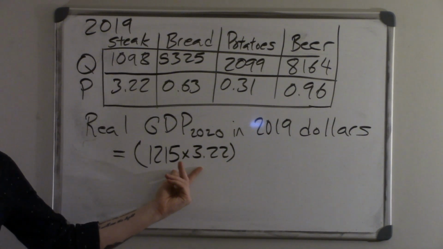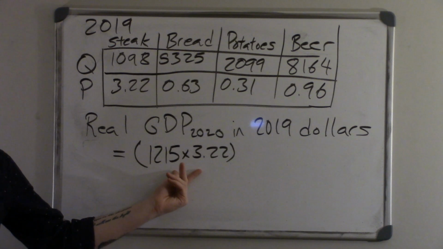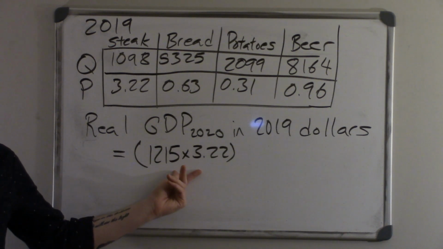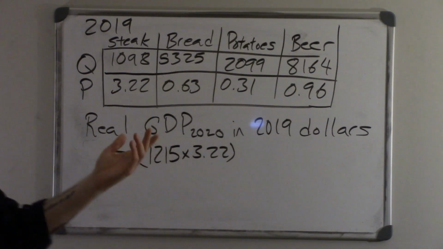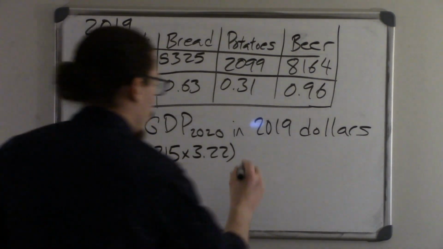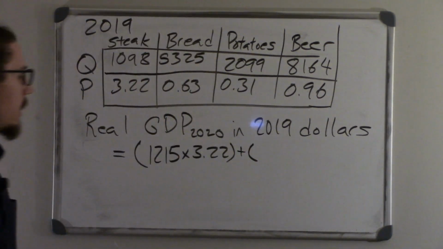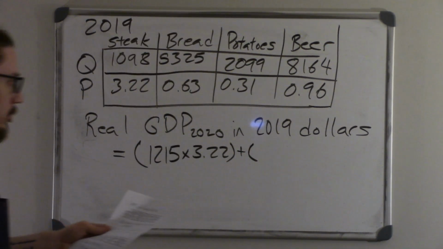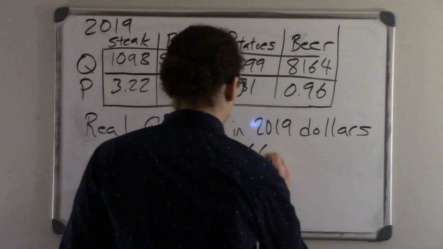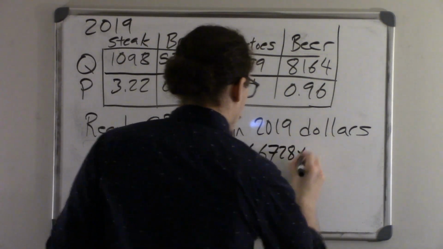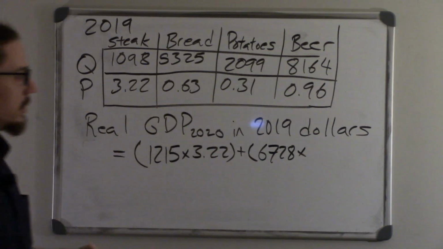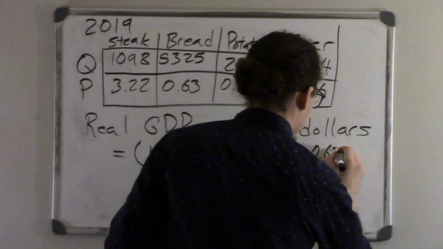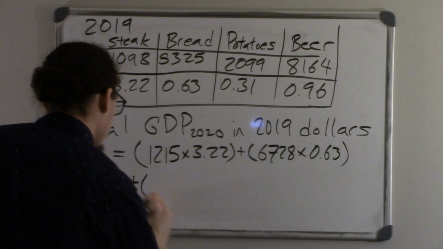So we're getting the value of the production. How much was the quantity of steaks that was produced in 2020? How much would that have been worth in 2019? That's another way of putting that. Then we're going to add on the quantity of bread from 2020, so 6,728, multiplied by the price of bread in 2019, so 0.63.